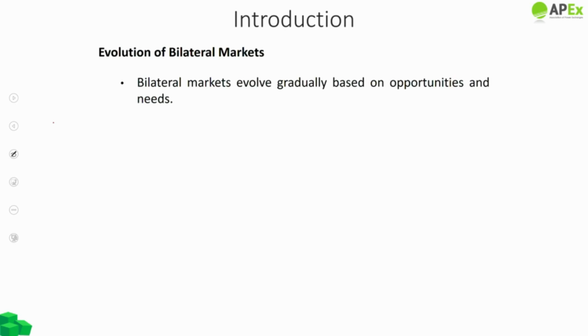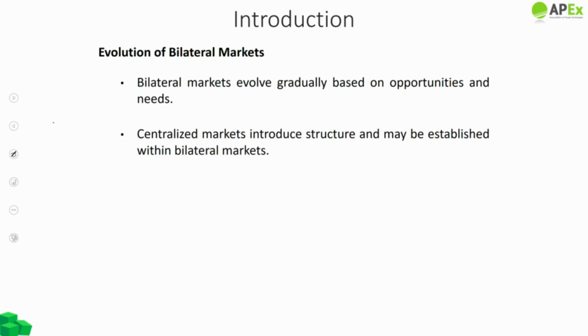The bilateral markets that we covered in the previous part are very flexible and they gradually develop and evolve based on emerging opportunities and needs within a given industry. But as these flexible markets evolve into some kind of centralized form, some kind of structure is being imposed, and that's why these are called organized markets.